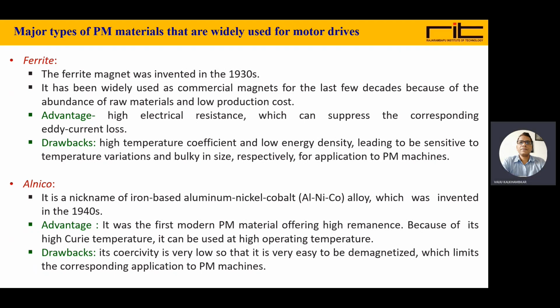The advantage of alnico is it was the first modern permanent magnet material offering high remanence. Because of its high Curie temperature, it can be used at high operating temperatures. The drawback is its coercivity is low so that it is very easy to be demagnetized. So it retains the magnetism, but it can be demagnetized, which limits the corresponding application to permanent magnet machines as it can lose the magnetism.